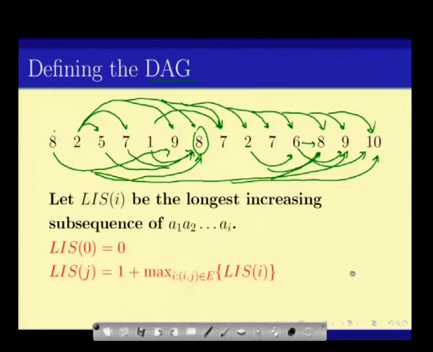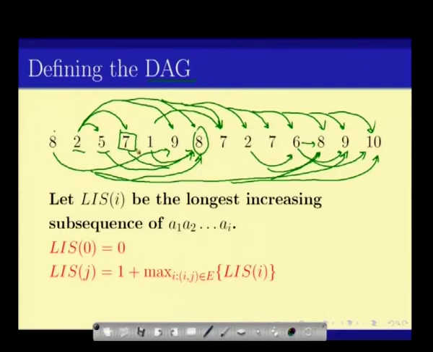So, in other words, the longest increasing subsequence at j will be 1 plus the maximum of the longest increasing subsequence at i, where (i, j) is an edge, and the longest increasing subsequence at i. So, let us try to understand what is happening. Here, if I have calculated the longest increasing subsequence up to 7, up to this point, say in this case I know the longest increasing subsequence is 3, because I had a sequence 2, 5, 7.